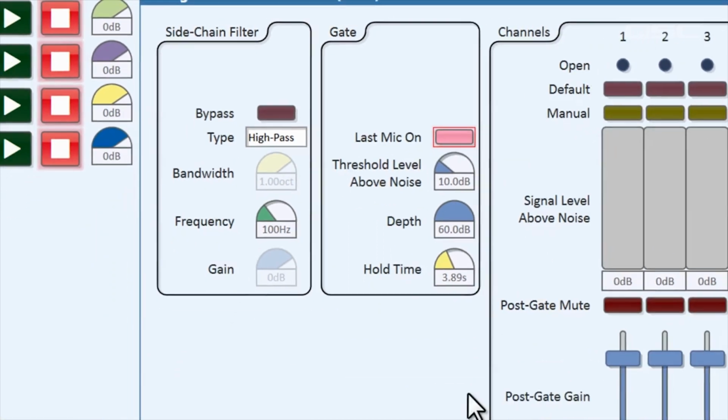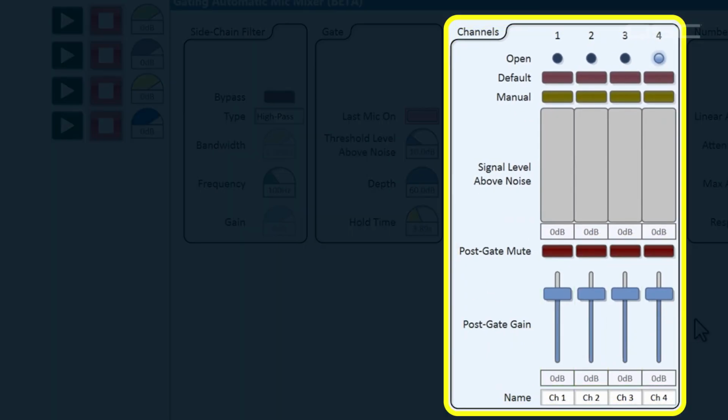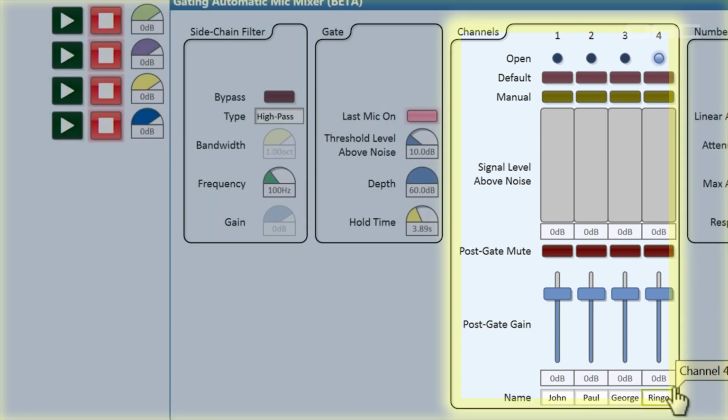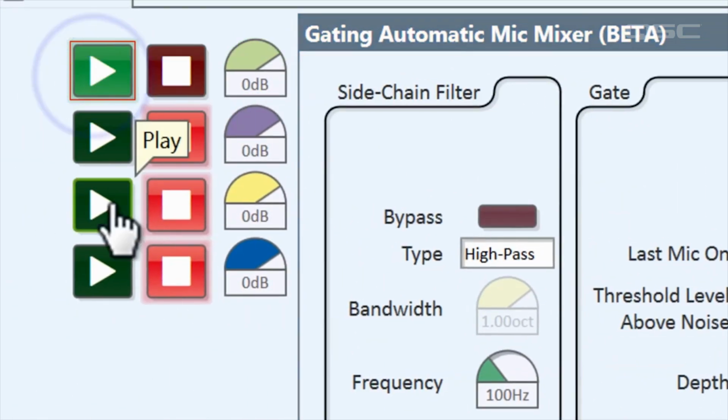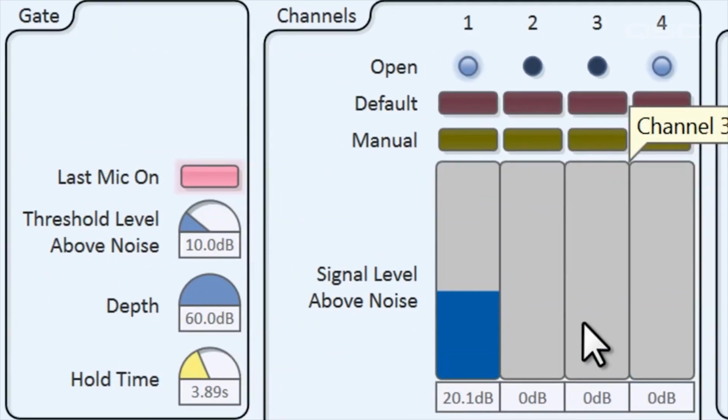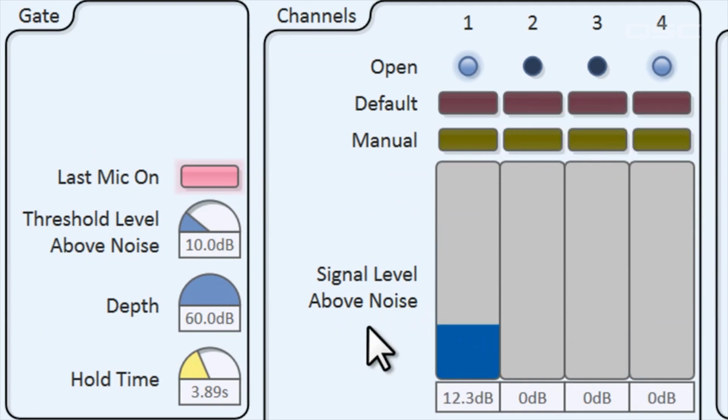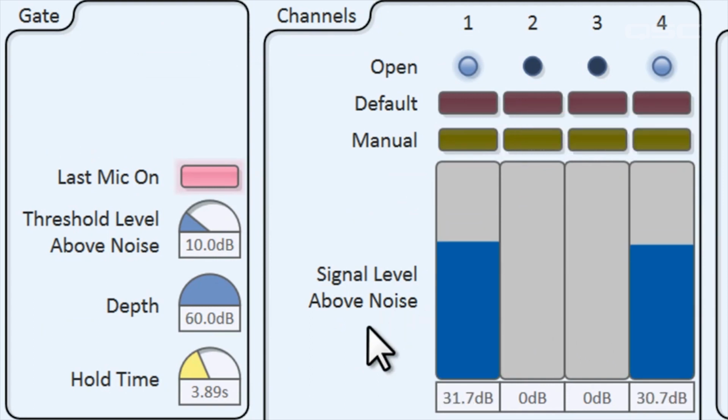The middle section gives you control over each individual channel, of which we have 4. At the bottom, you could label them appropriately. The meter in the middle shows you the signal level above noise, or how loud each channel is over the noise floor. If this level is equal to or greater than the threshold level, then the channel will be gated open. And the open LED at the top will illuminate to show that it is open.